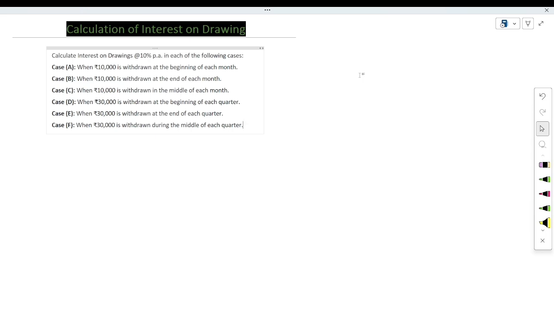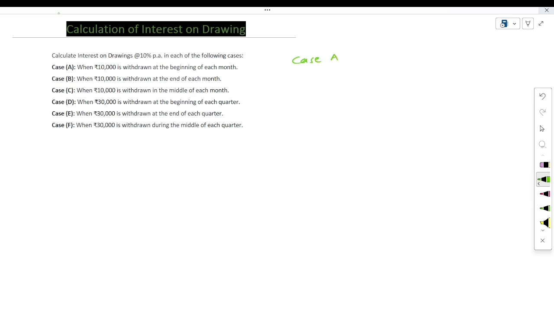We have already studied in the previous video all the methods of calculating the interest on drawing. Now in this video we are going to learn these methods with the help of a few problems or cases. Okay, see here. Here is the question: calculate interest on drawing at the rate of 10% per annum for each of the following cases. Take here case 1.